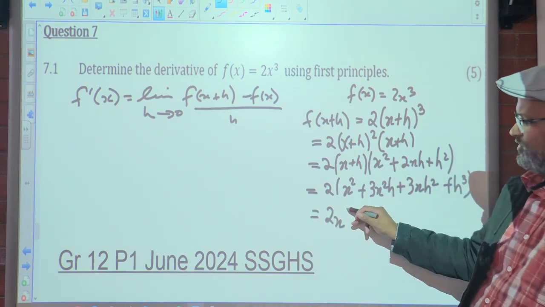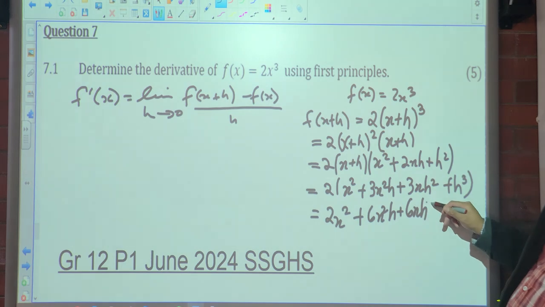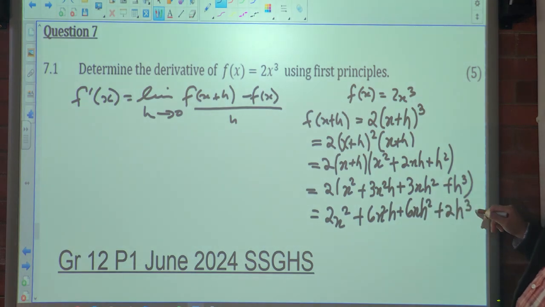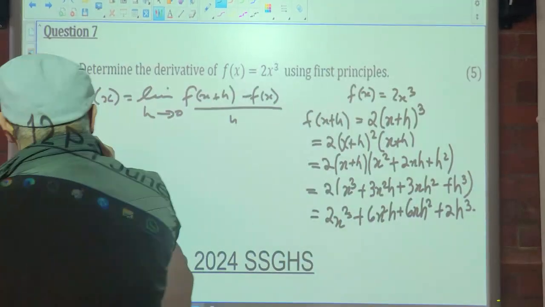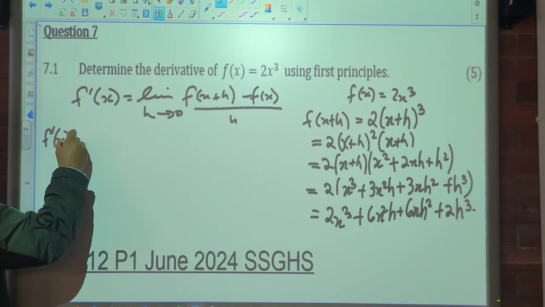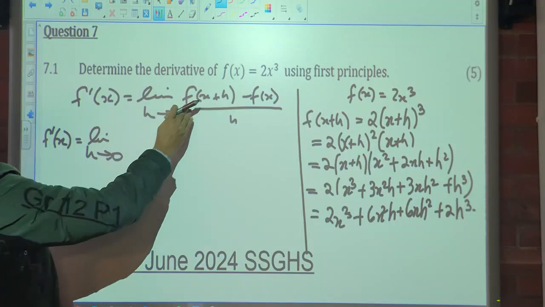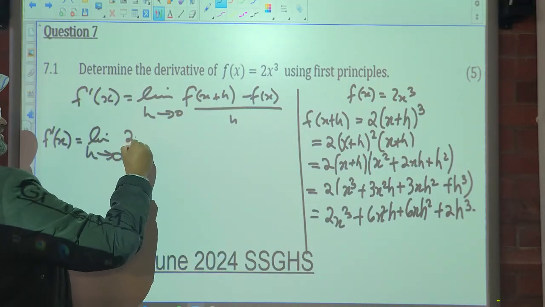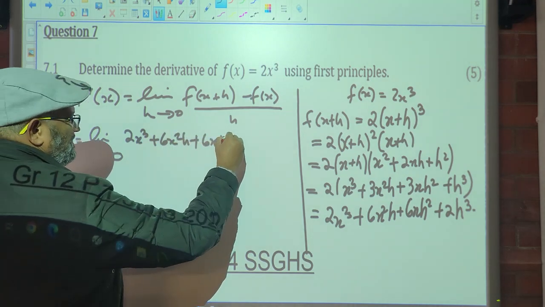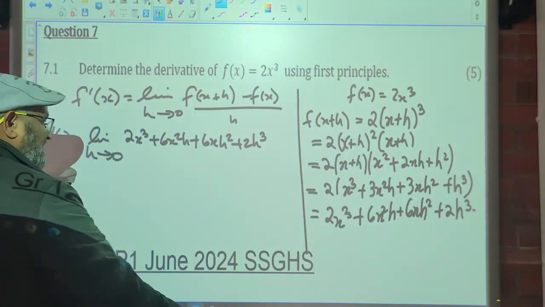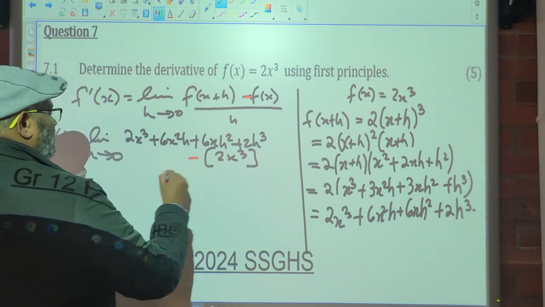Multiply the 2 in, it's going to be 2x cubed plus 6x squared h plus 6xh squared plus 2h cubed. So that's going to give me f prime x equals the limit as h approaches 0 of f of x plus h, which is 2x cubed plus 6x squared h plus 6xh squared plus 2h cubed, minus f of x, which is 2x cubed, all over h.